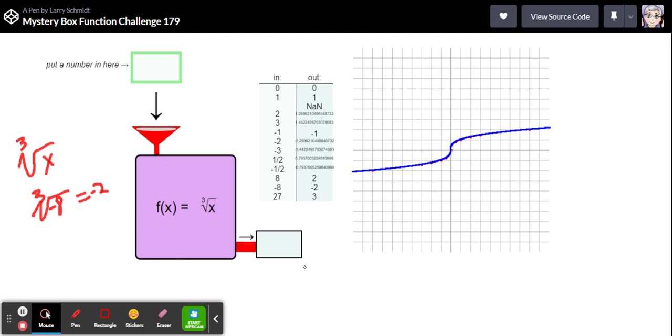Well, how did that go for you? I think this was super difficult. Did you think cube root? If you did, let me know how you got it.